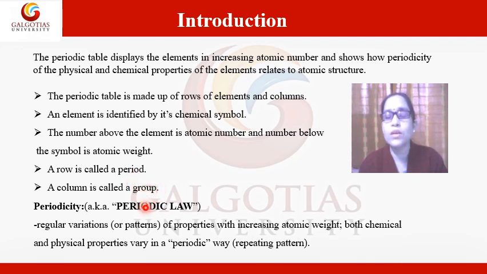Then what is the periodic law, or what is periodicity? That means there is a regular variation of properties with increasing atomic number. In Mendeleev's law, both the chemical and physical properties vary with the increasing order of atomic weight, and this is known as the law of Mendeleev's periodic table.